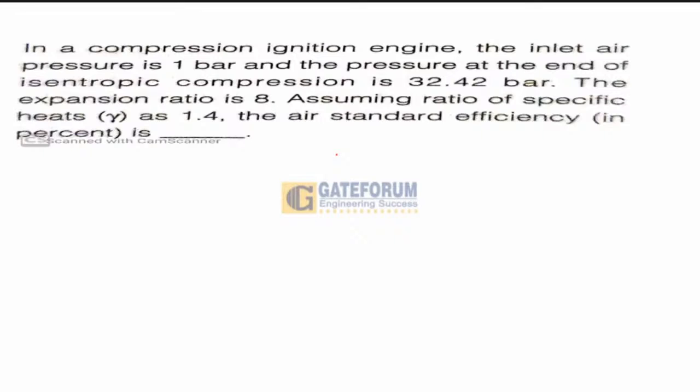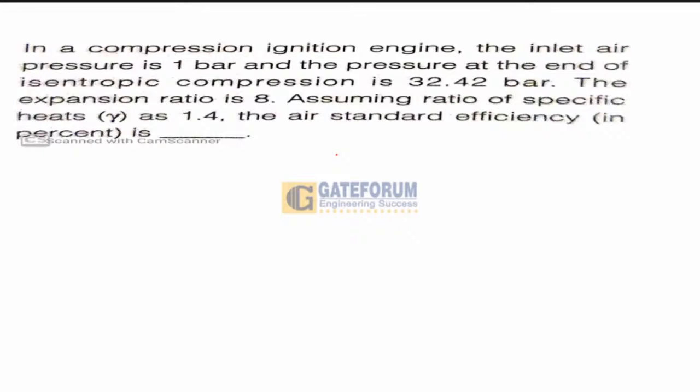In a compression ignition engine, that means in a CI engine, the inlet air pressure is 1 bar, and the pressure at the end of isentropic compression is 32.42 bar. The expansion ratio is 8. Assuming the ratio of specific heats, that means gamma, as 1.4, the air standard efficiency inside the bracket in percentage is... Such kinds of questions you can expect in NAT, numerical answer type questions. So how can you solve this question?